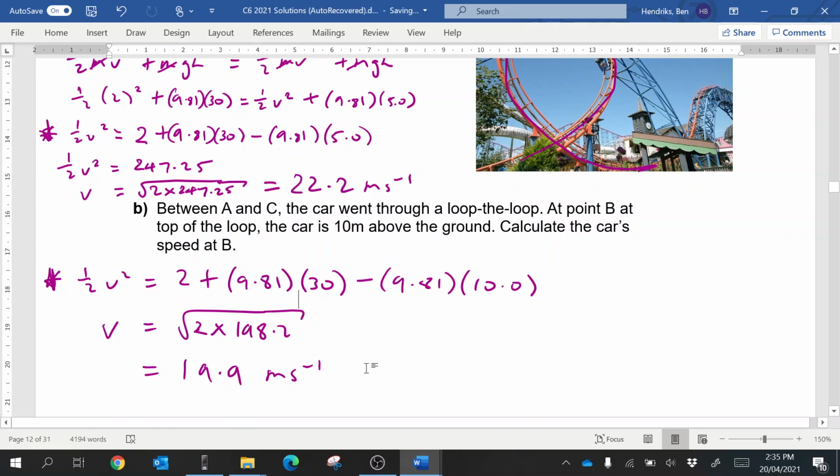Okie doke. So please go through those steps. You might need to go through them a bit slowly or watch it a few times to understand the rearranging and things, but just take your time with it and see how you go.